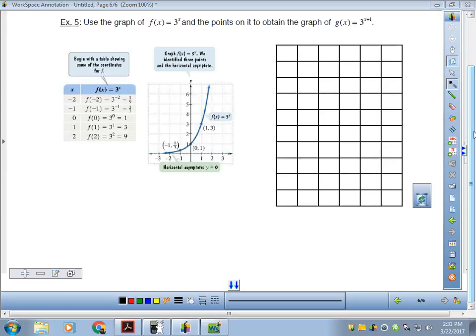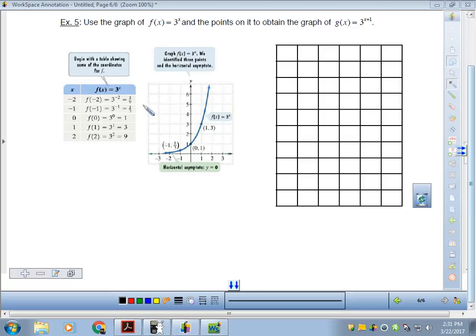So example 5 here says, use the graph of f of x equals 3 raised to the x power and the points on it to obtain a graph of g of x equals 3 raised to the x plus 1 power. So they're saying, hey, we've got this transformed function. Here's its parent function, 3 to the x. Use the points on it to get a graph of this.